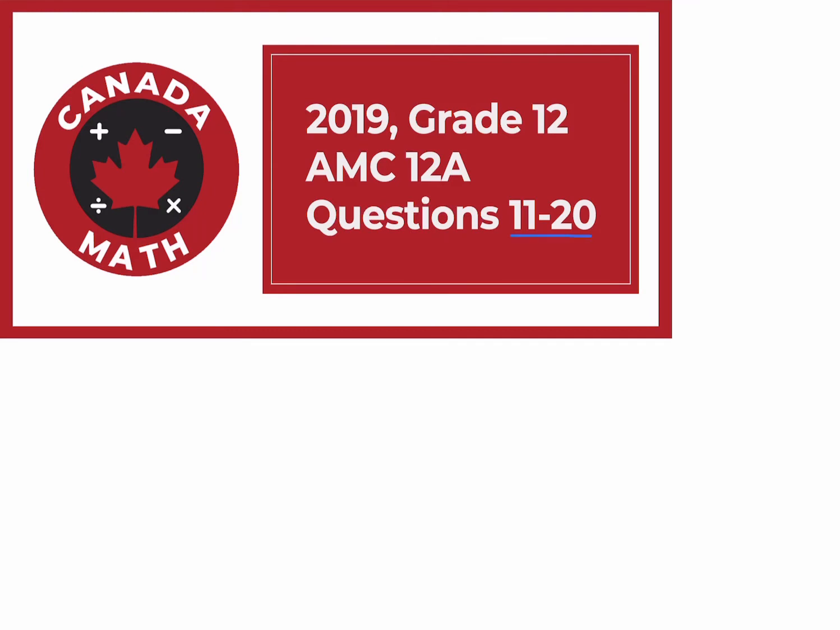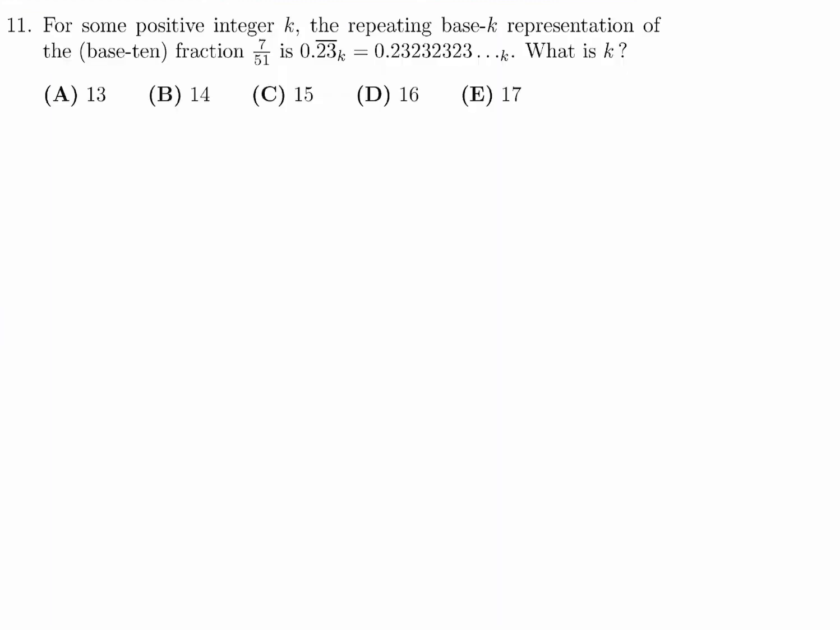Questions 11 through 20 on the 2019 Grade 12 AMC 12A. For some positive integer k, the repeating base k representation of the base 10 fraction 7 over 51 is 0.23 repeating in base k, which equals 0.232323... in base k. What is k?